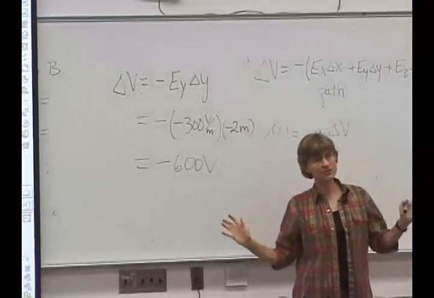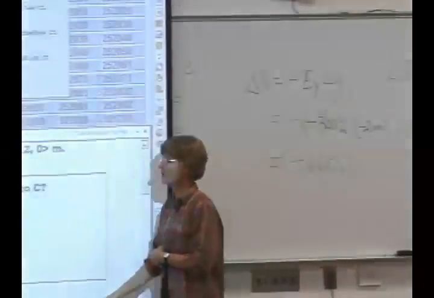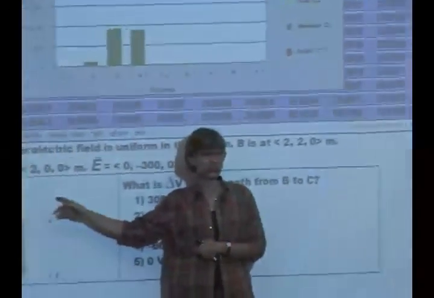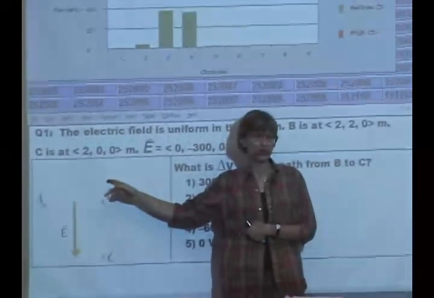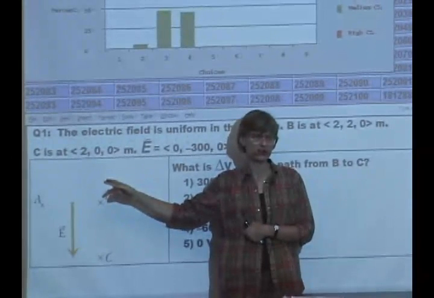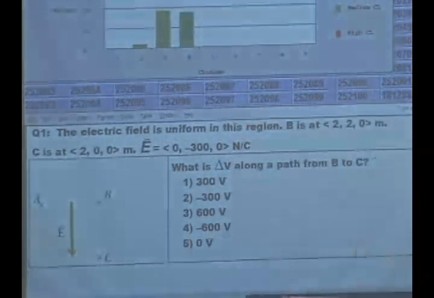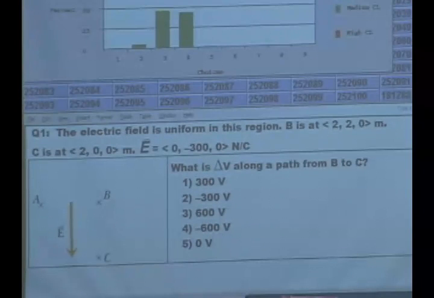So final and initial are really important, right? Because what if we'd said going from C to B? Then it would be positive 600 volts, wouldn't it? So final and initial really matter here. Okay, let's try another one.